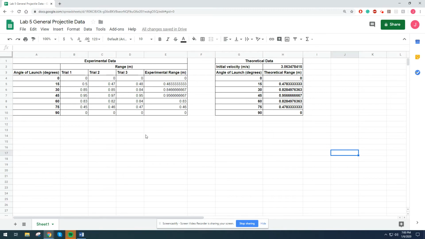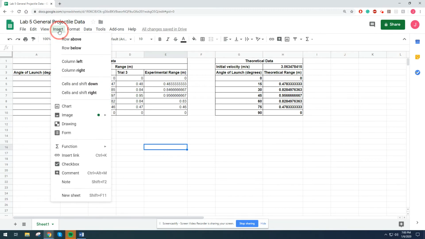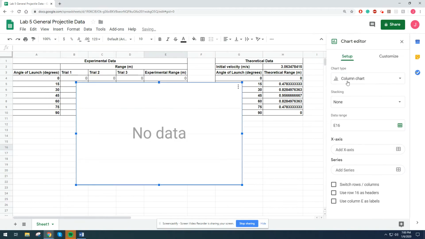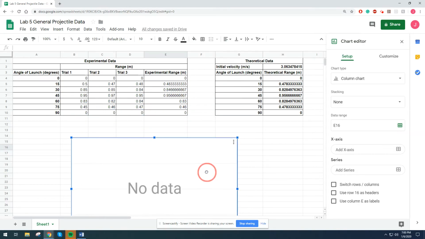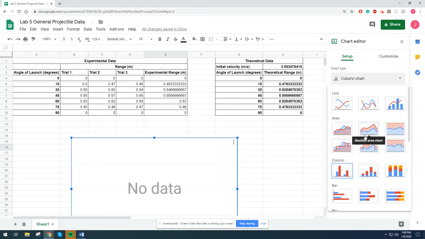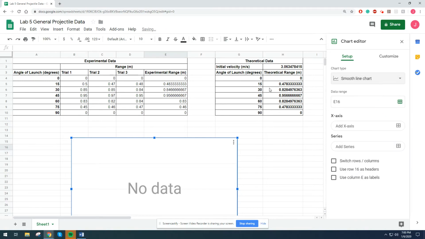So now you need to make your actual graph. So you go Insert, Chart. Now this is probably the only lab in the entire year where it actually looks nicer if you don't use a scatter plot. Instead, we're going to use a smooth line chart. Okay, that way you get to see how it actually curves. We didn't take enough data points for it to look like a really nice curve. So a smooth line chart actually looks a little bit better in this case. So we're going to actually use this one for this lab.